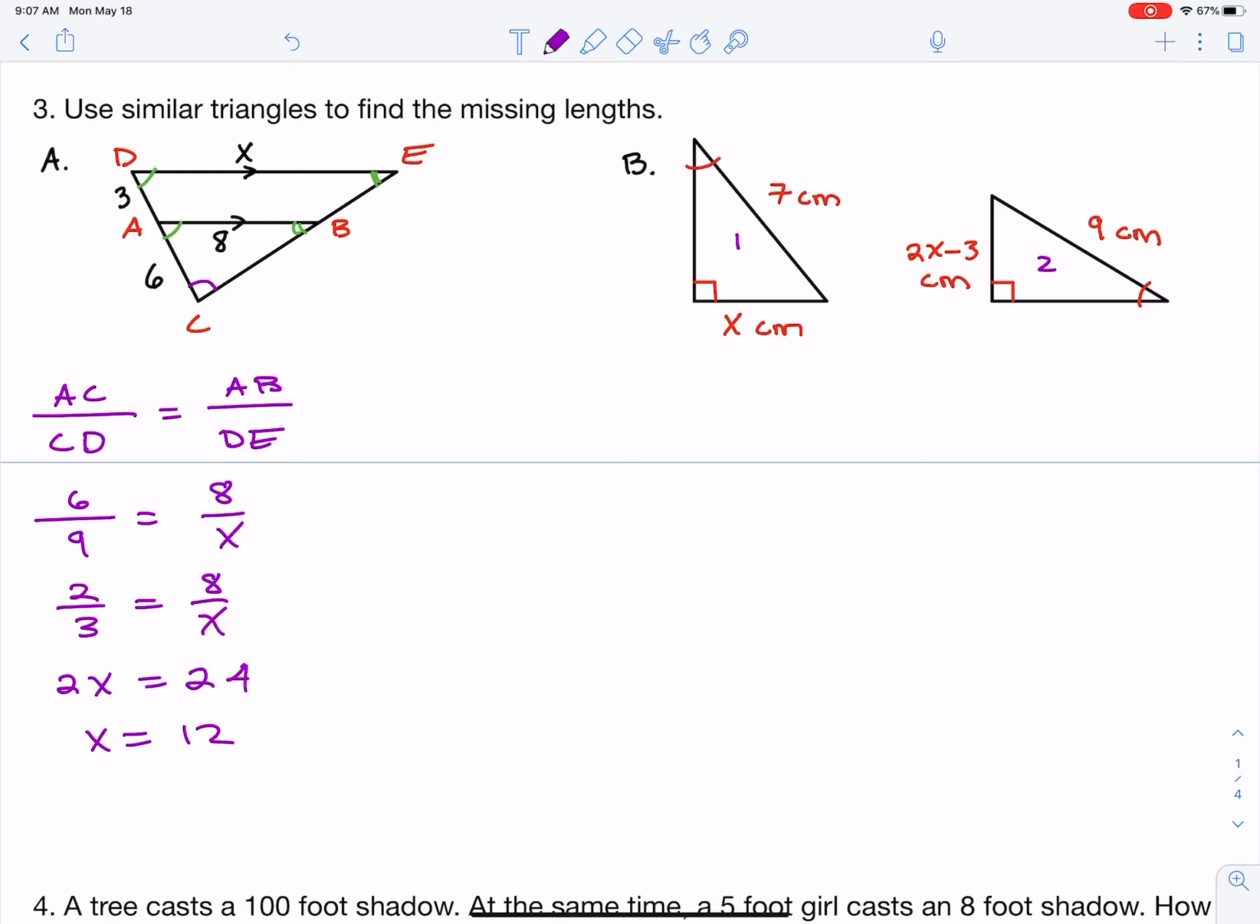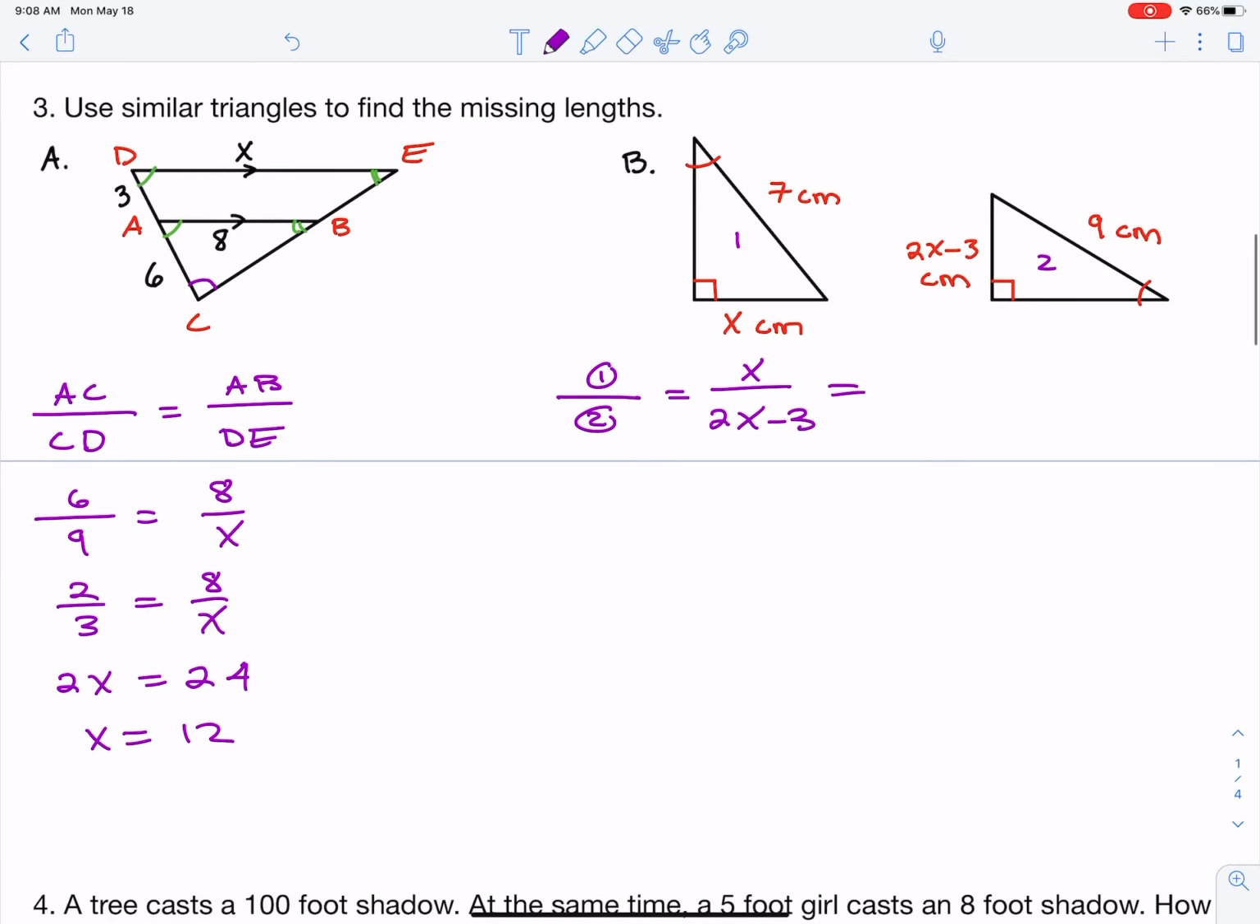I want to be clear about this. I've been emphasizing it, but when I write my ratios, it's always going to be triangle 1 on top of the fraction, triangle 2 on the bottom. I'm going to be consistent. So the small side of triangle 1, which is a length of x, is to the small side of triangle 2, which is 2x minus 3. And that has to equal the remaining side, the hypotenuse, 7 is to 9. So that has to be true.